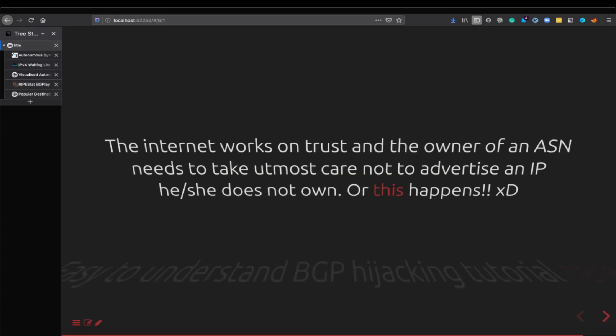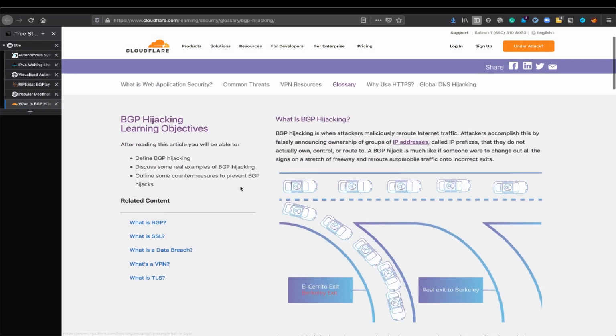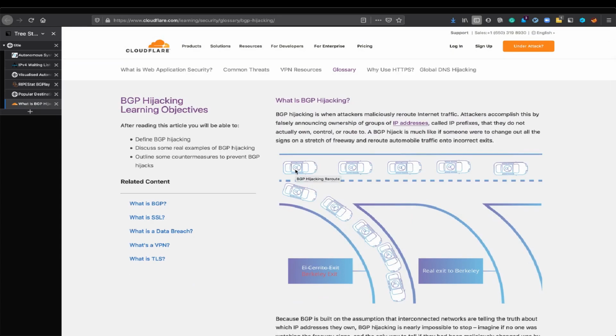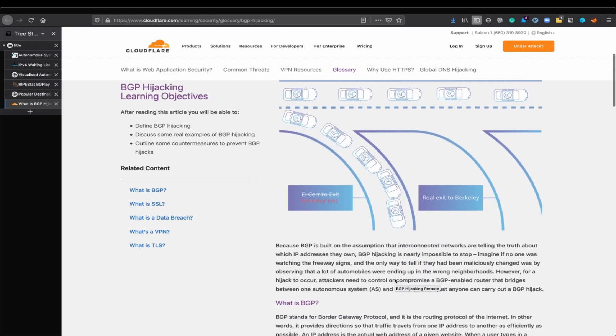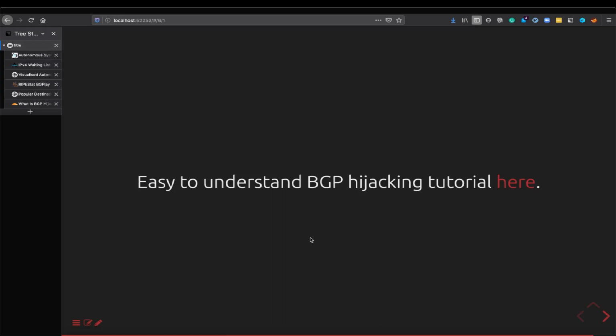Also, if you do not understand what BGP hijacking is, there is a tutorial here from Cloudflare, I think. Yep, you should definitely check this out. You are basically trying to deviate the legitimate traffic to some IP that you do not own, so you take all the traffic to your servers and you can play around with the users. It's as simple as that. Okay, it's not simple. You might want to check out this tutorial to understand more about BGP hijacking.